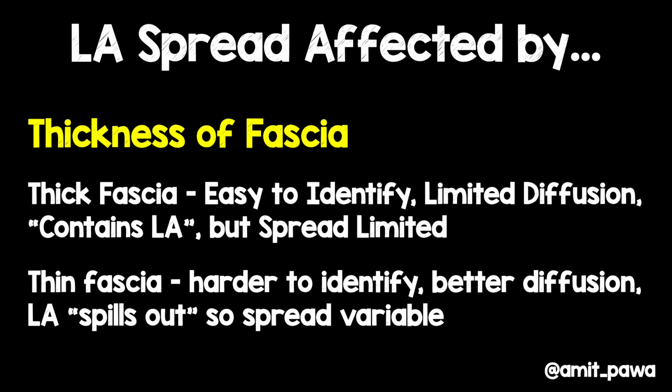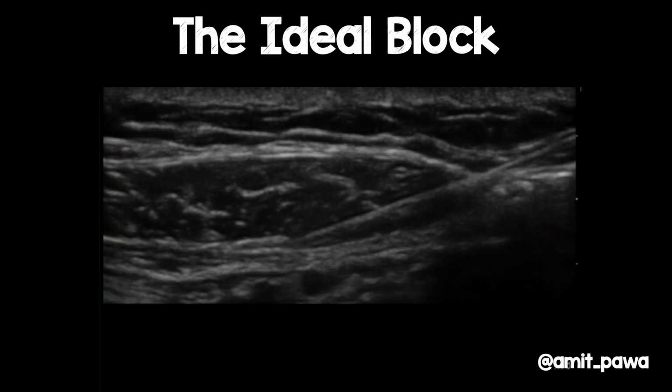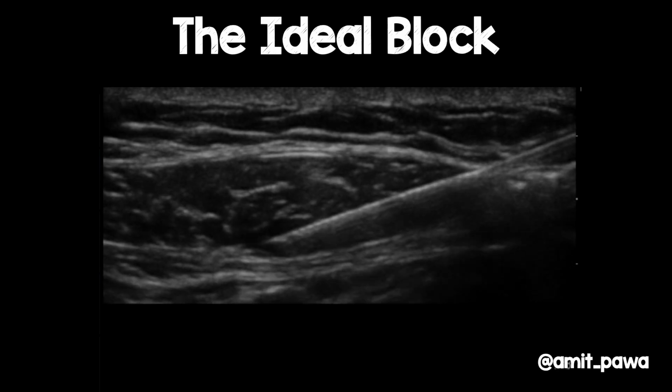We also know that local anesthetic spread can be affected by the thickness of the fascia. So if you have thick fascia, it's relatively easy to identify on ultrasound, but it limits the diffusion of local anesthetic. So it can kind of contain the local anesthetic in a space, but its spread outside that space is limited. By contrast, thin fascia can be harder to identify, but actually if you inject near a thin fascia, you get better distribution of local anesthetic because it can kind of spill out from that area, but the spread that you get is variable. Let's have a look at an example of local anesthetic spread near thick fascia.